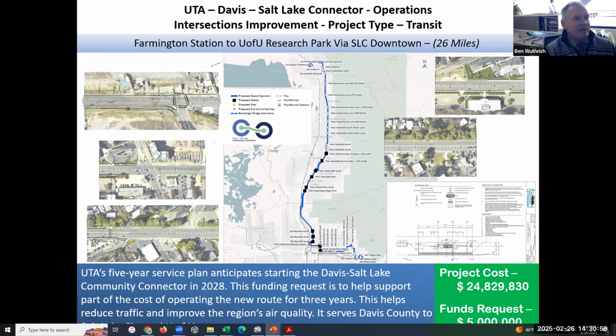We saw with the CMAQ funds, this is for operations spread over a 3-year period. Project cost is 24+ million. The funds being requested is 5 million. Over 3 years, about 1.66+ million.